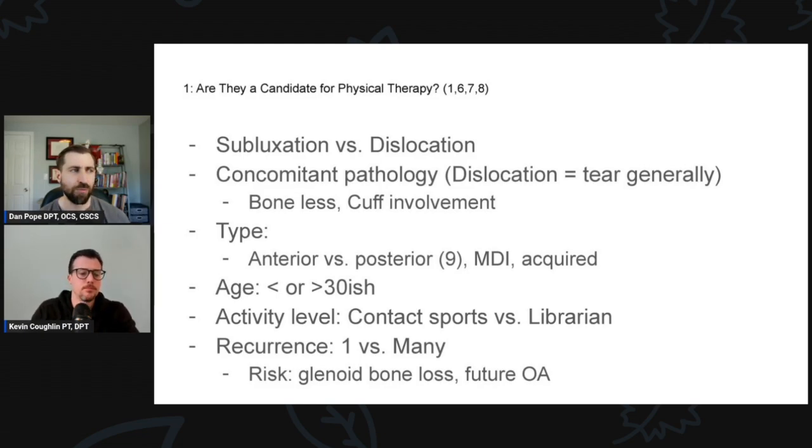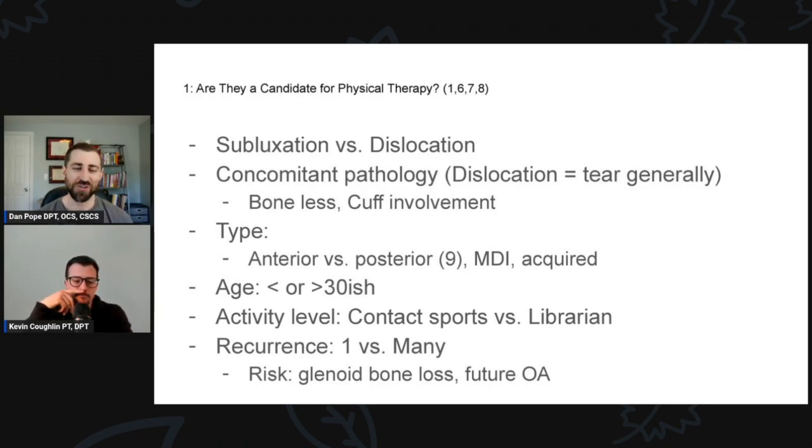So if you have posterior instability, you might be thinking more physical therapy, whereas if it's anterior, maybe referring back to the surgeon a little bit sooner. The other 2 types are multi-direction instability as well as acquired instability. And these 2 tend to do better with physical therapy. We're not pushing them to surgery right away.